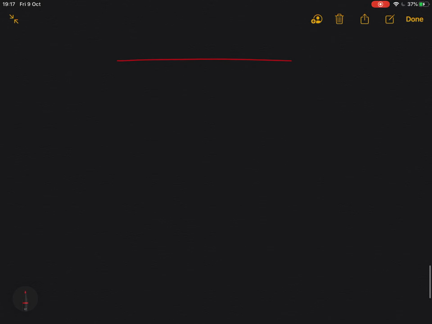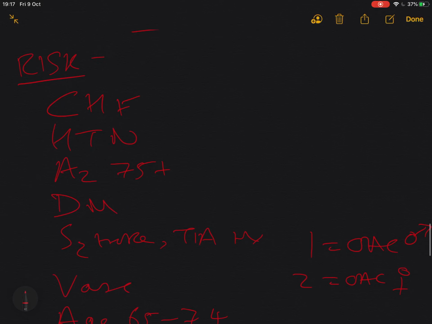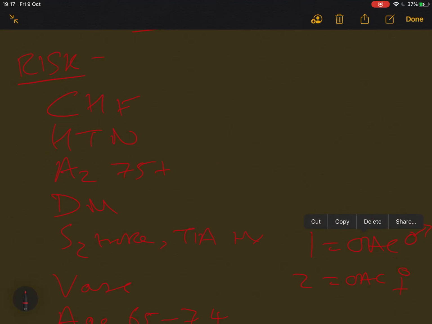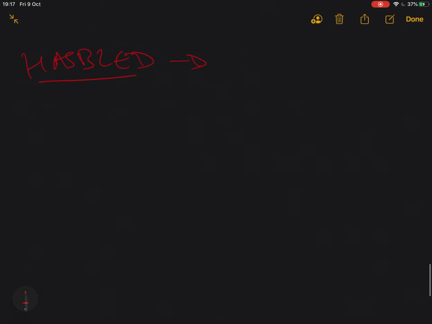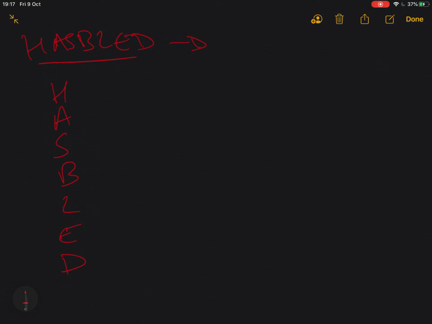If you're going to put the patient on anticoags, you need to do a HAS-BLED score. Actually, I haven't told you what these mean, have I? HAS-BLED is the risk of bleeding on anticoags, and CHA2DS2-VASc is the risk of a stroke in a patient with atrial fibrillation. So, HAS-BLED. My mind has gone completely blank. I'm sure you're screaming at the screen.